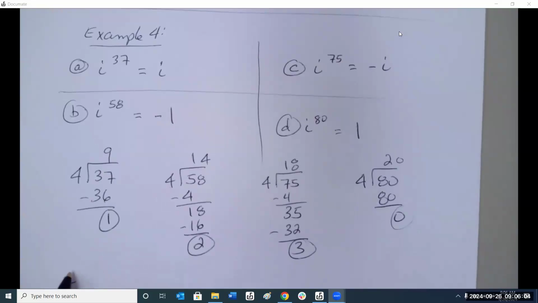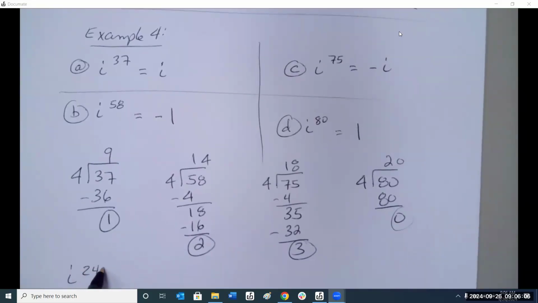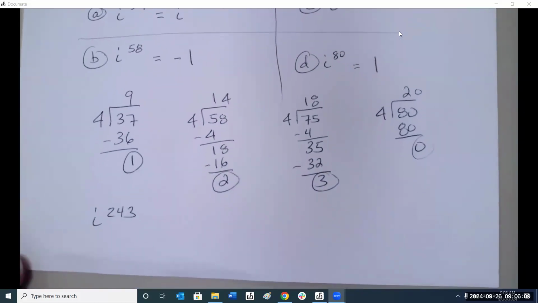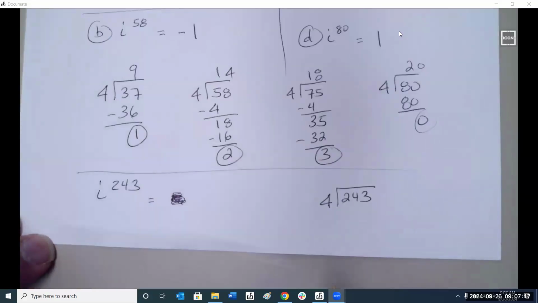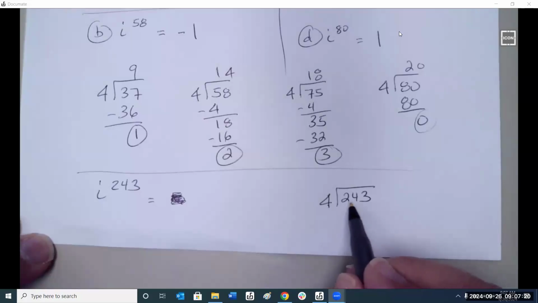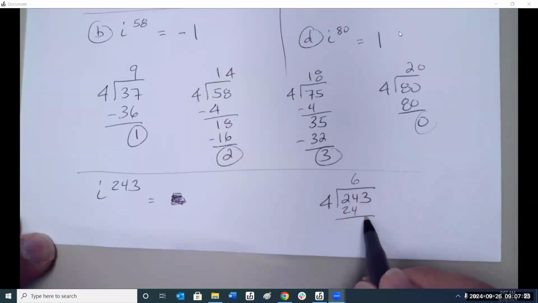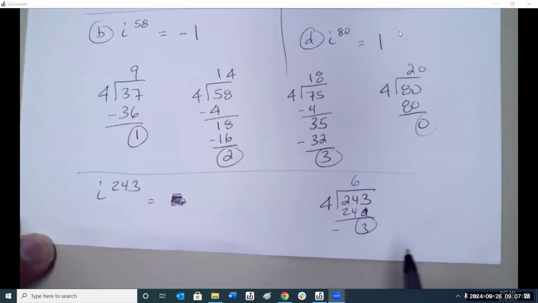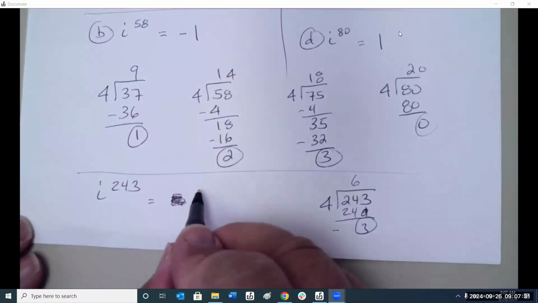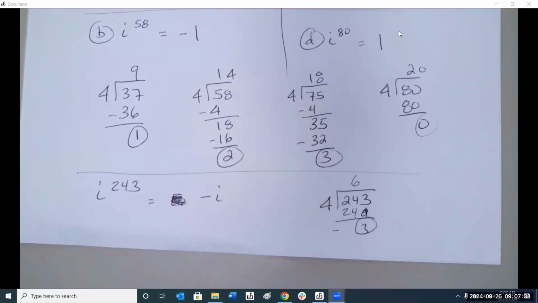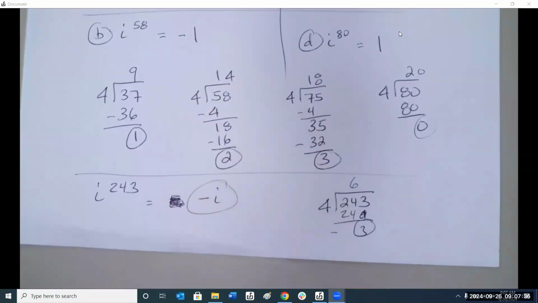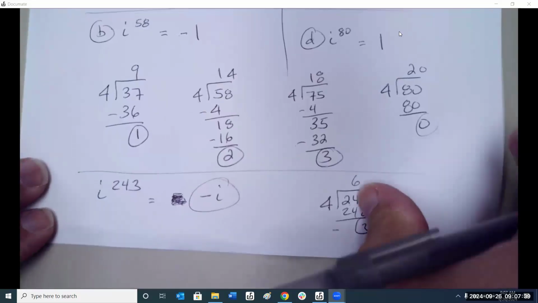Okay, then what is i to the 243? Four goes into 24 how many times? Subtract, we get 3. So i to the 3, so it's -i. Easy, much better.